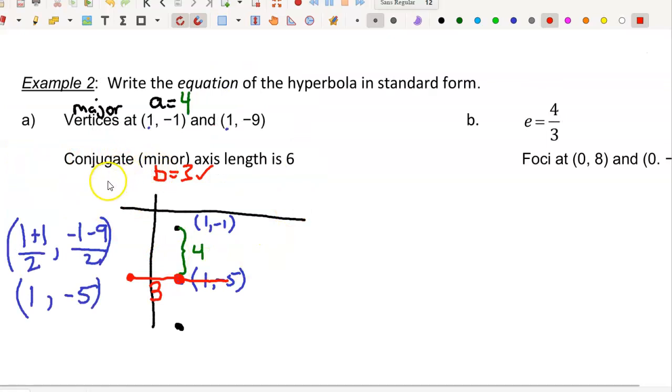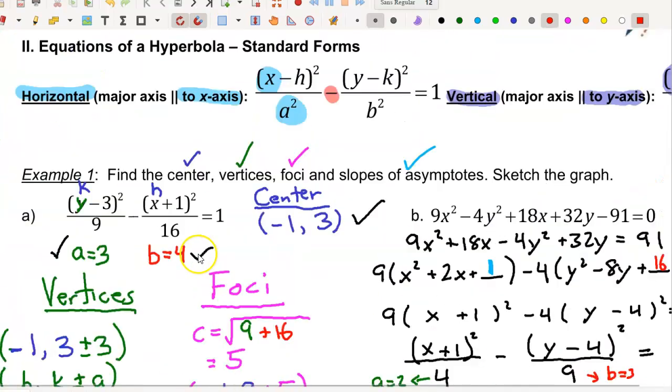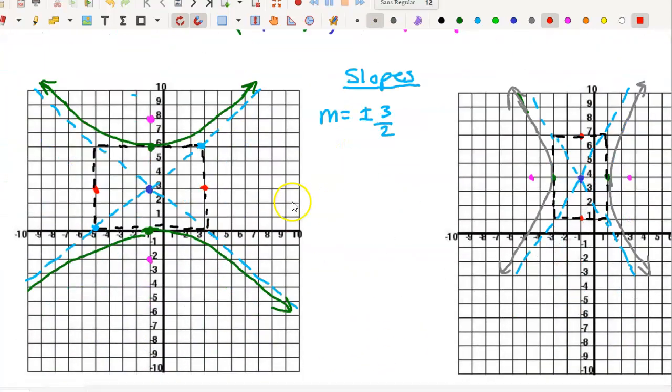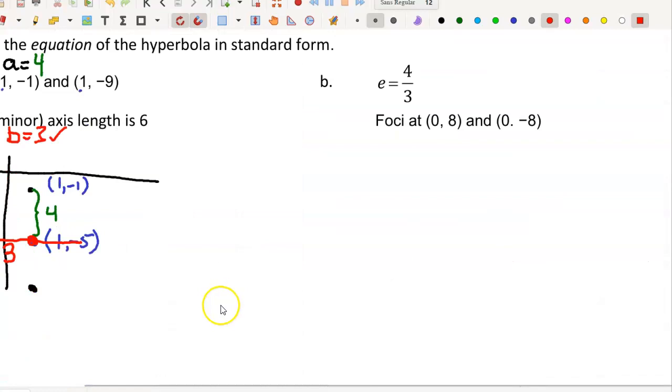Now, which direction is this opening? We need to know that, because it could be this one, and it could be this one, right? So we need to know if we put X first or Y first. So which one is it? How can you tell?